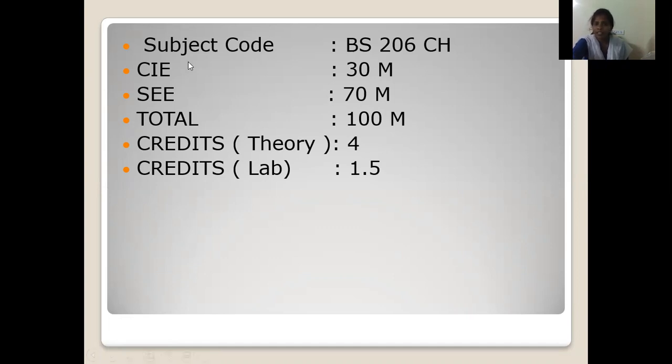And the total credits for engineering chemistry is 4. And you will be having the chemistry lab also along with the chemistry theory. For chemistry lab, you will be having around 1.5 credits. That means total for chemistry, you will be having 5.5 credits. For theory, 4 credits, and for lab, 1.5 credits.